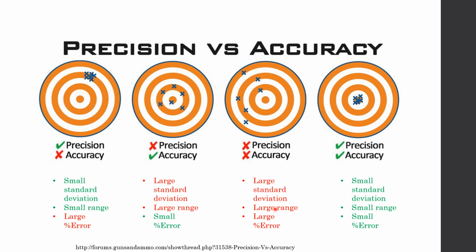Now, ideally, what we want is high precision and high accuracy, okay? So that means we want all of our measurements to be nice and close together, and we want them to be very close to the bullseye. This will mean that we have a small standard deviation and small range because they're close together, and then we will have a small percent error because they're very close to the bullseye. Now that pretty much summarizes all the review material, so we're going to get into the pre-lab practice problems now.